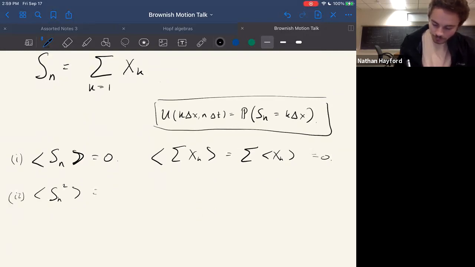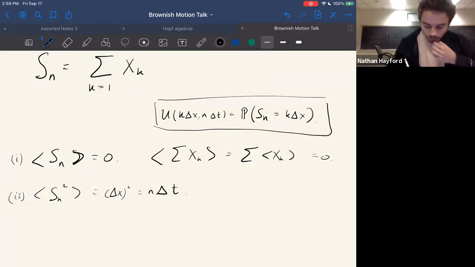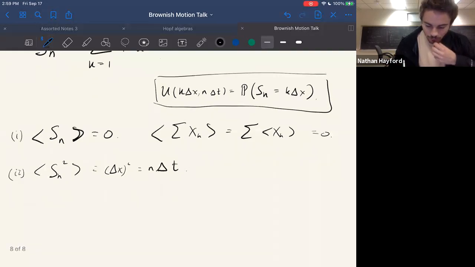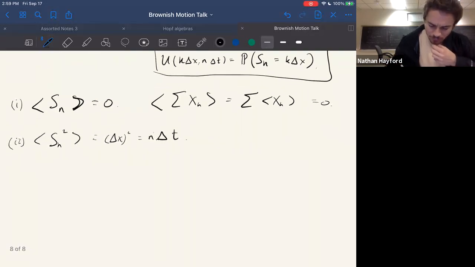Well, if I actually compute, I'm going to get delta x squared. But this is the same thing by the scaling law we imposed before. It's delta t. So it's just the step size delta t. Sorry, n times delta t. So n delta x squared, n delta t. So it's exactly the amount of time that's elapsed. Okay. Maybe n squared delta t, I forget now.